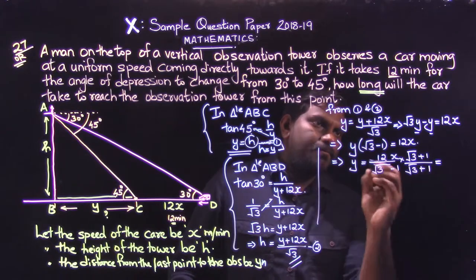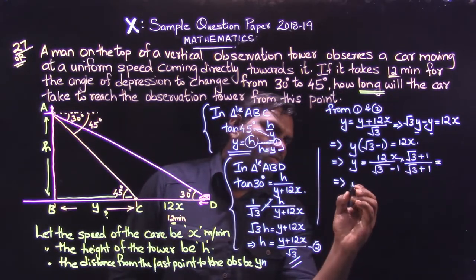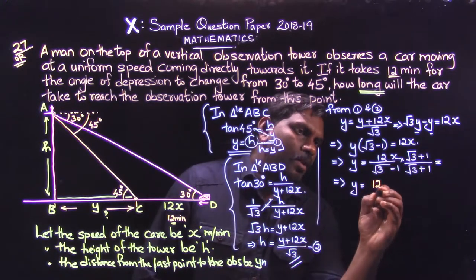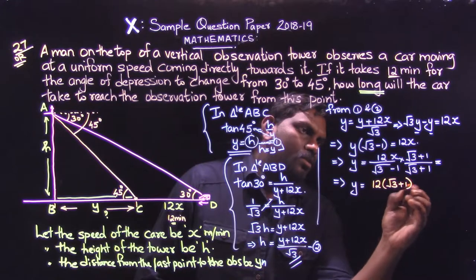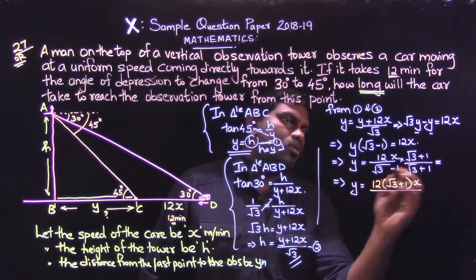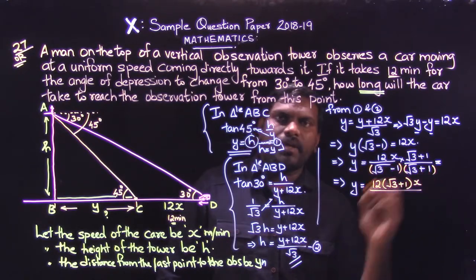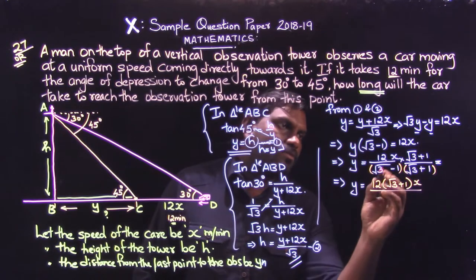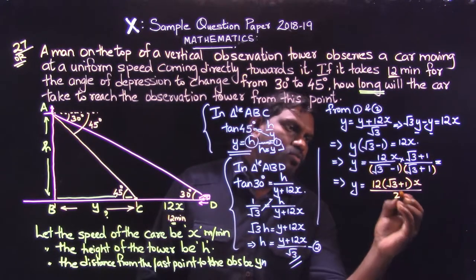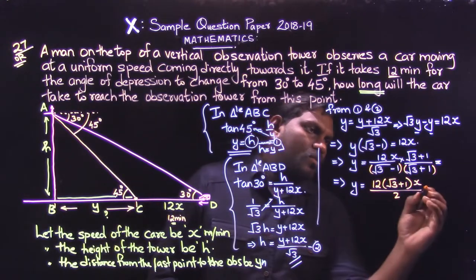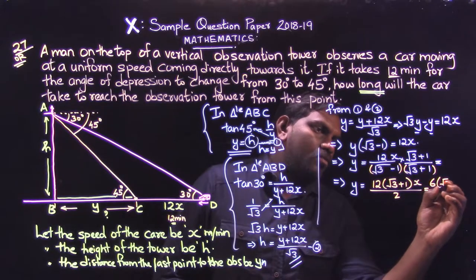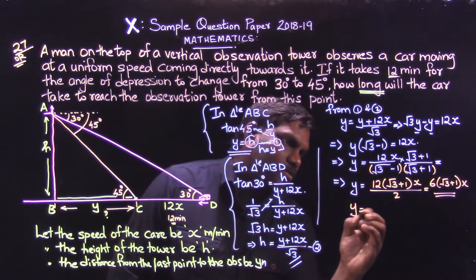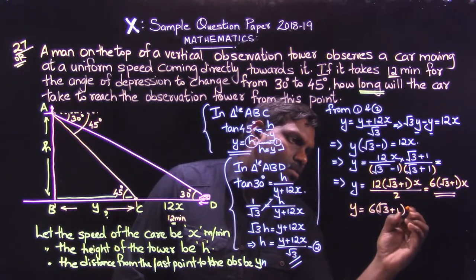What I'm gonna get here is, I'll write it down. y is equal to 12 (root 3 plus 1) into x by, in the denominator you can imagine (a minus b) into (a plus b), which is nothing but a square minus b square. So root 3 square minus 1 square. Root 3 square is 3, and 3 minus 1 is gonna be 2. That could be cancelled with this 12 and you will get 6 (root 3 plus 1) x. So here we are getting the value of y: y is equal to 6 (root 3 plus 1) into x.